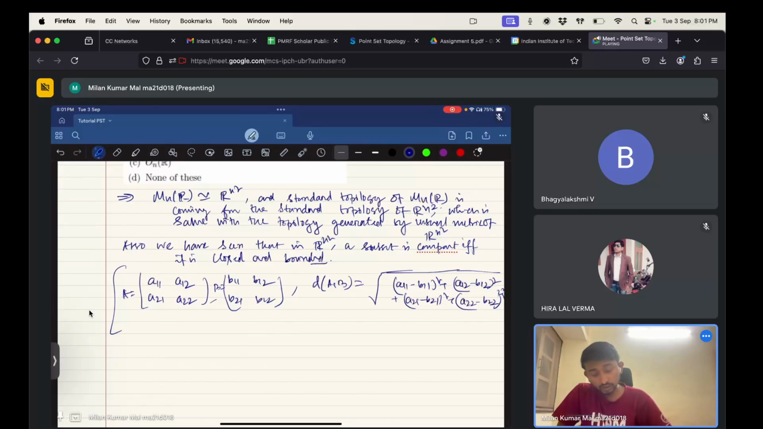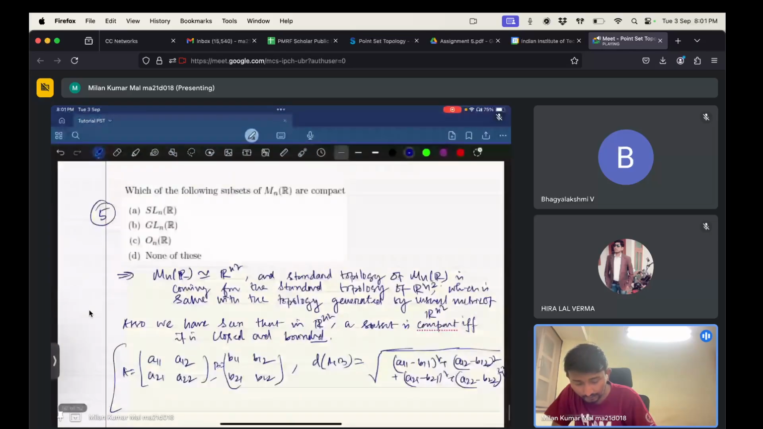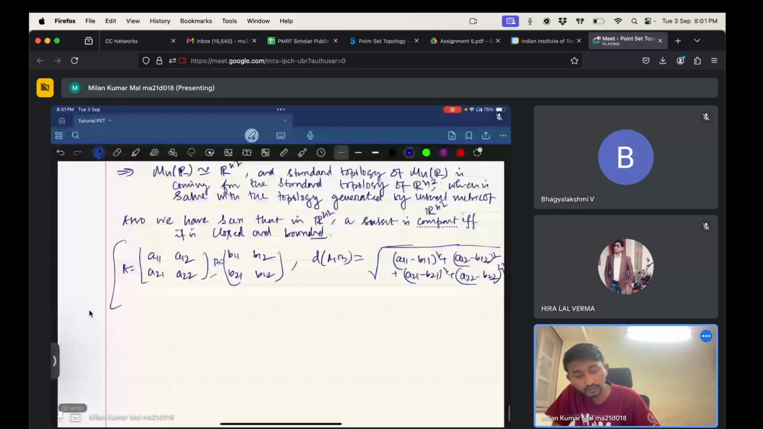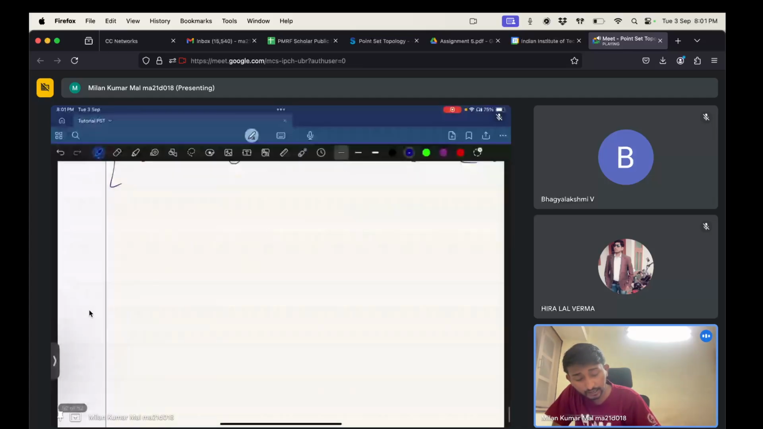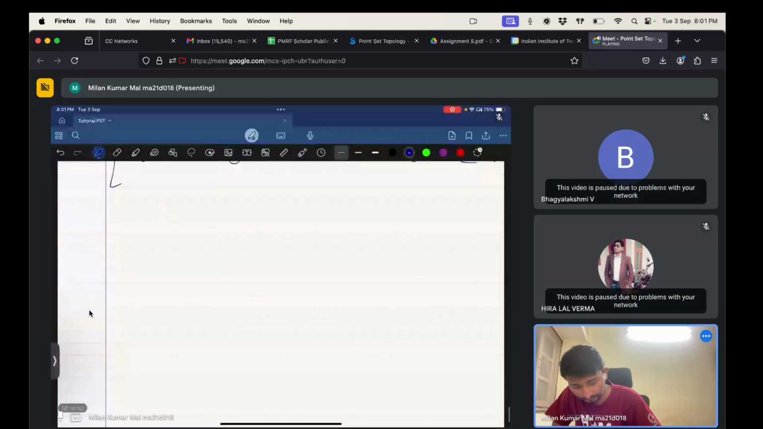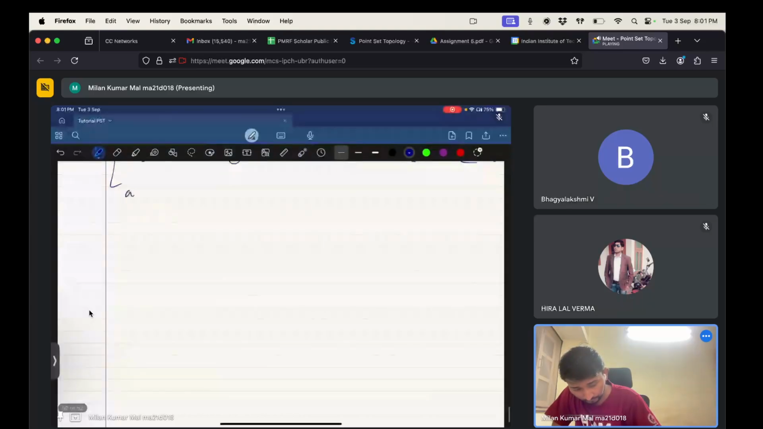So what I will show is that SLnR is not compact. That is, I will show that SLnR is not bounded, which will give that SLnR is not compact.